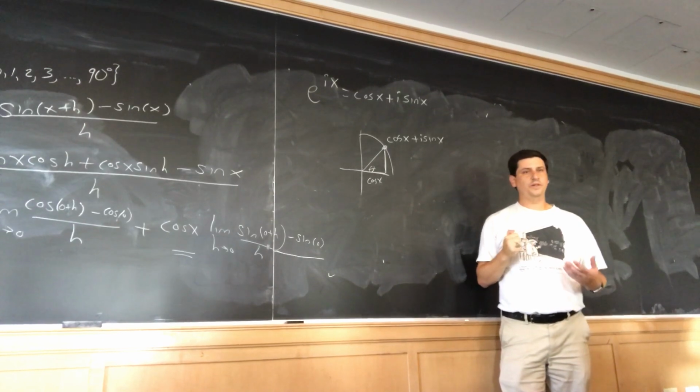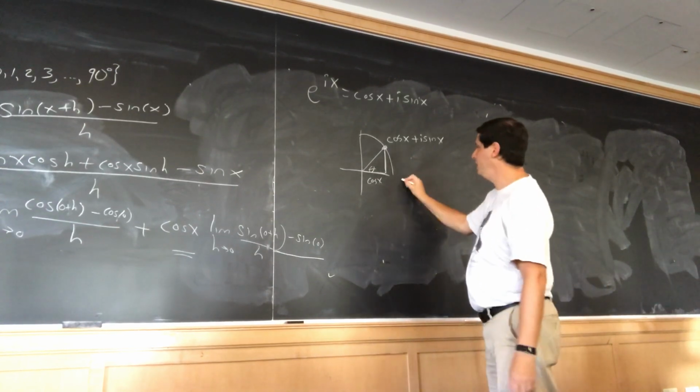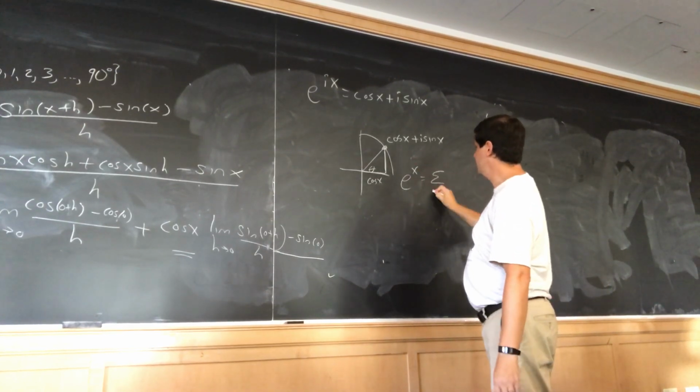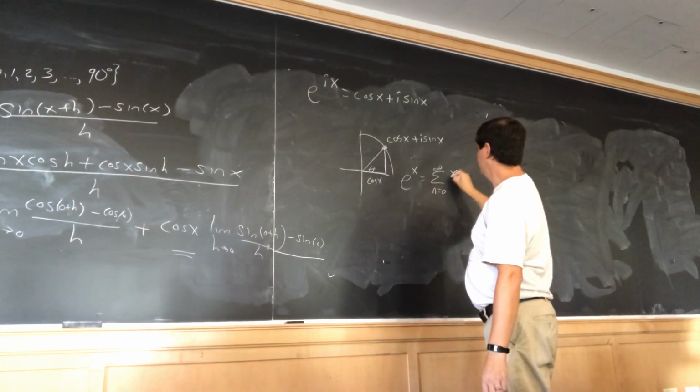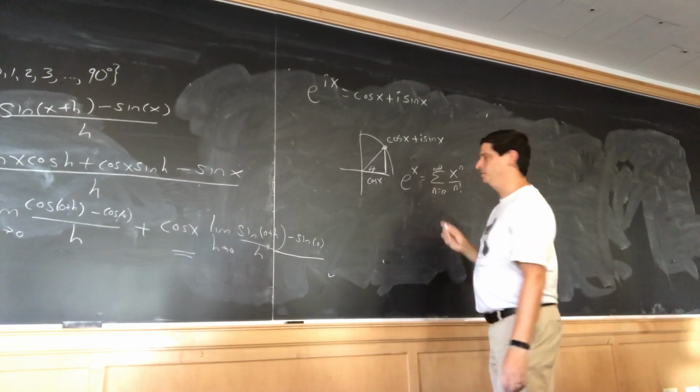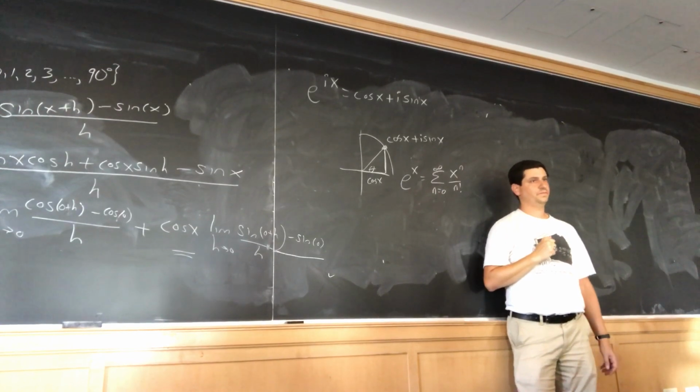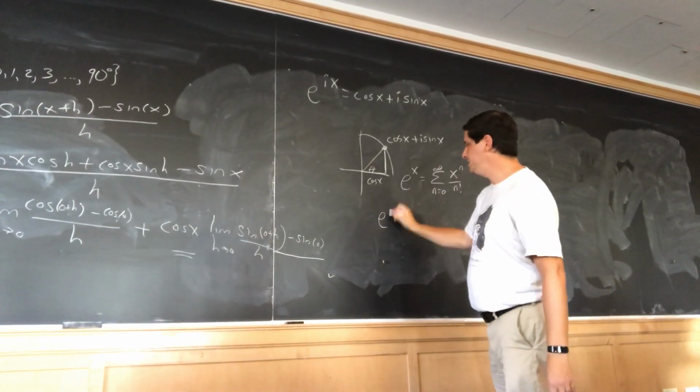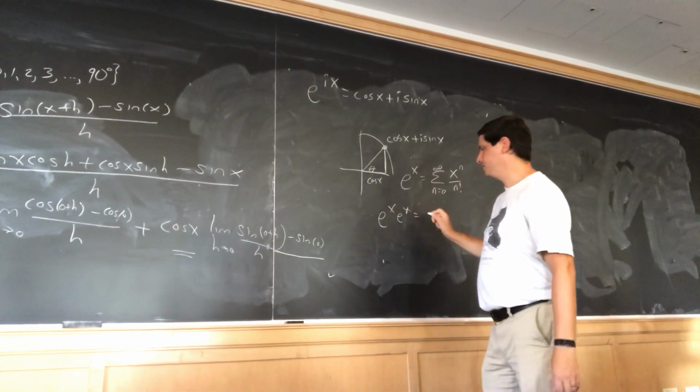Now when you think about how the function is defined, we define e to the x as the sum, n goes from 0 to infinity, of x to the n over n factorial. What is e to the x times e to the y?